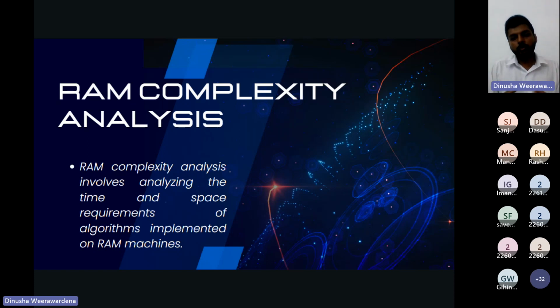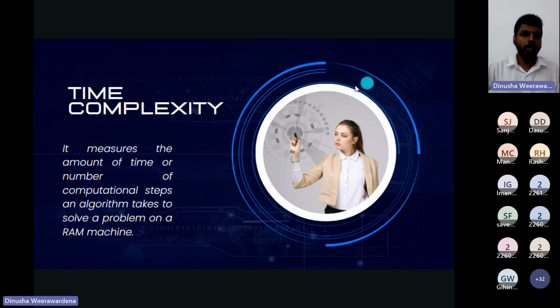Complexity analysis also allows us to understand the limitations of algorithms. Some problems are inherently complex and require significant time and resources to solve. Complexity analysis helps us to identify these limitations and enables us to make trade-offs between time, memory usage, and accuracy. Okay, then we will move to the time complexity.